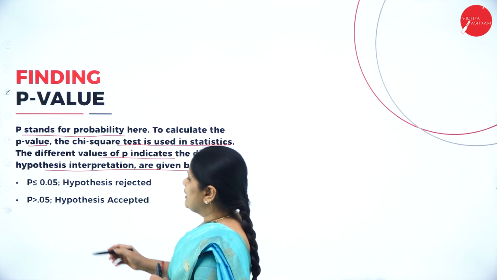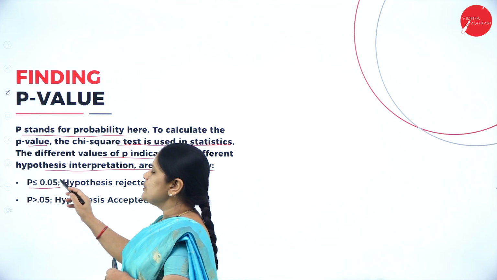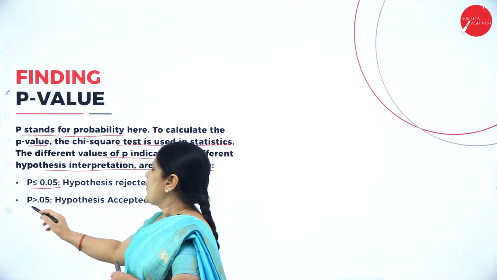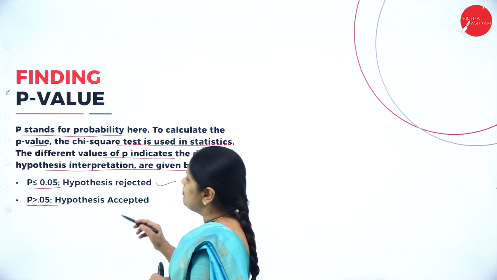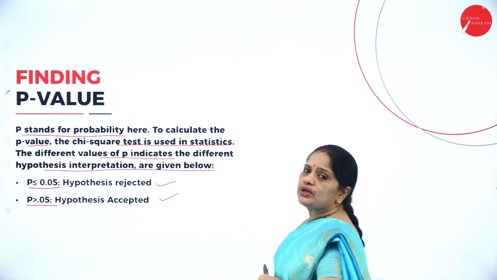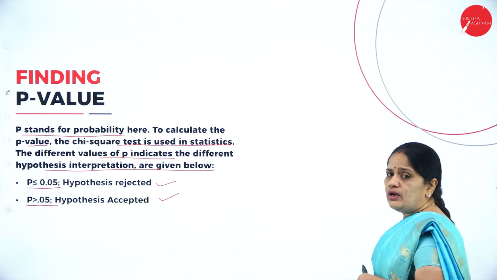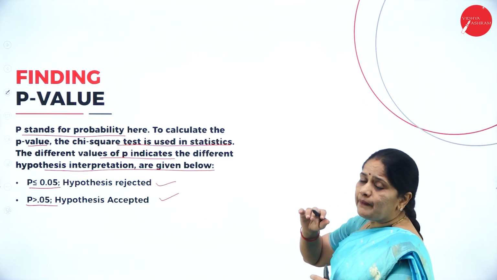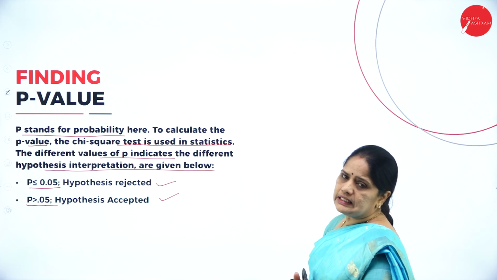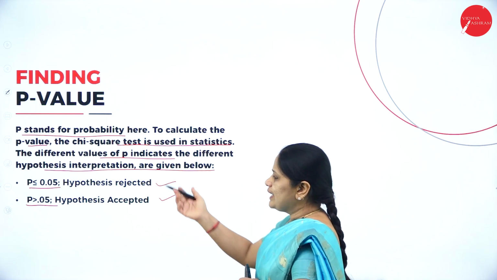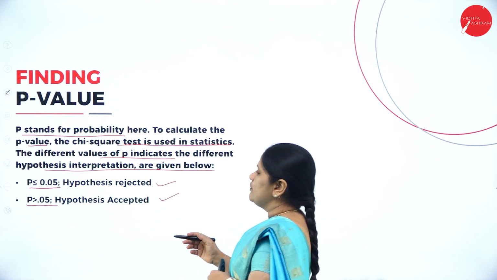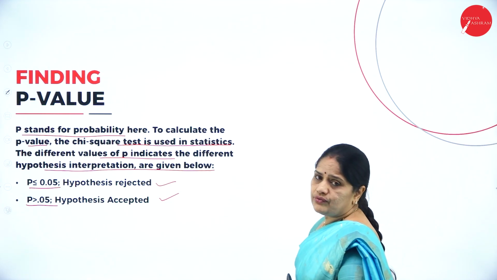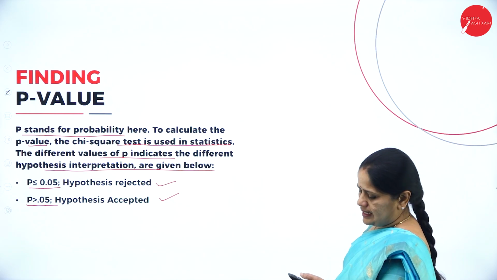If the p-value is less than or equal to 0.05, the hypothesis is rejected. When the p-value is greater than 0.05, then the hypothesis is accepted. There will be a hypothesis which we call the null hypothesis, and from the null hypothesis we have to calculate the p-value.